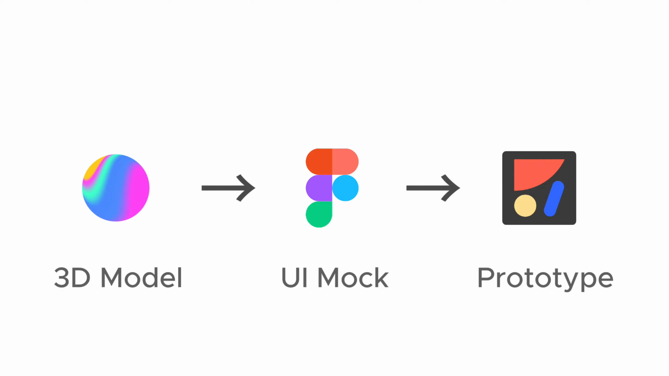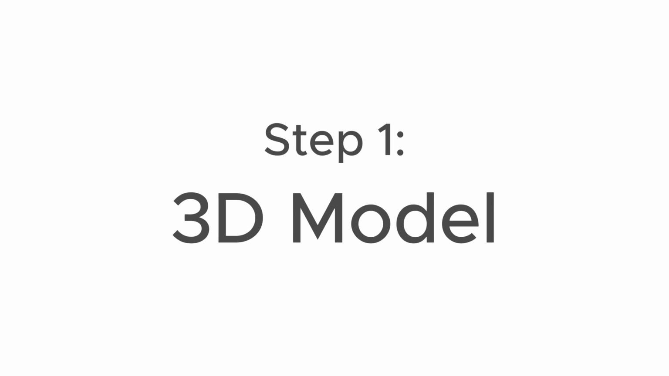The 3D model will be in Spline. Figma will have a UI mockup, and Anima will be used to connect the 3D model in Spline and the UI mockup in Figma. First things first, we need to have a 3D model.